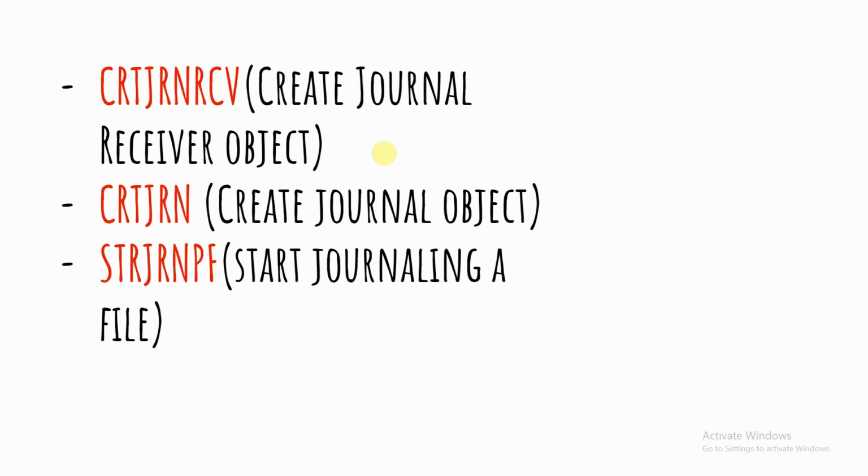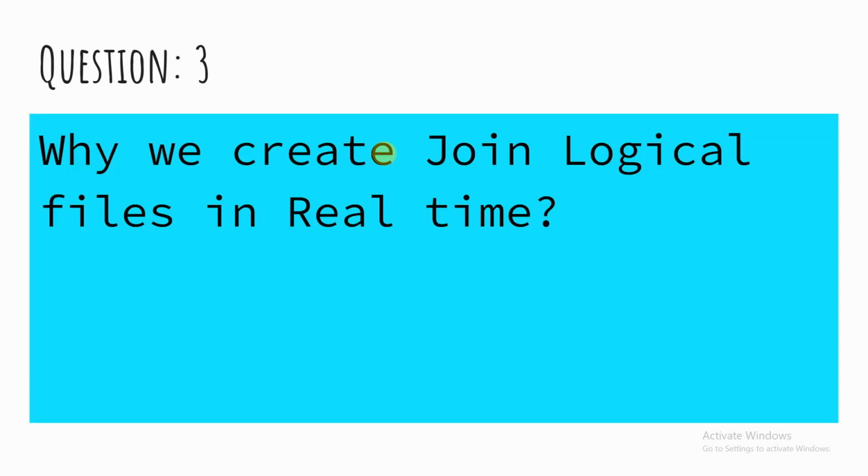This is the command CRTJRNRCV for creating a journal receiver object, CRTJRN for creating a journal object, and STRJRNPF for starting journaling on a file. So we can start journaling on a particular file by using this STRJRNPF command. Now this is the end of the second question.